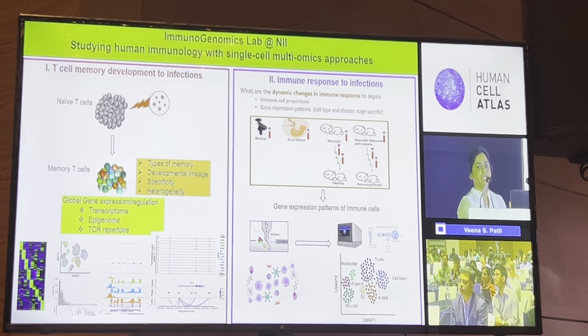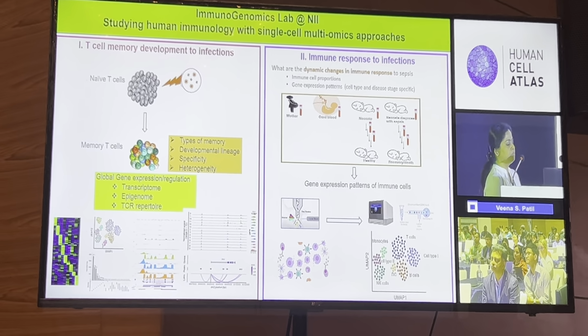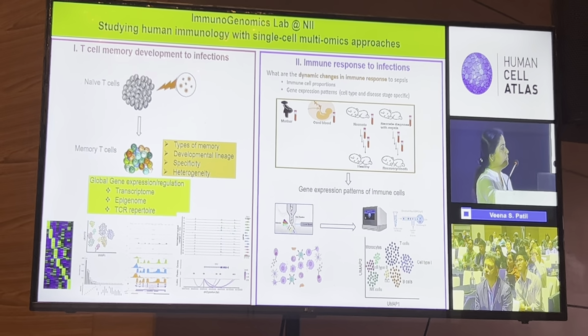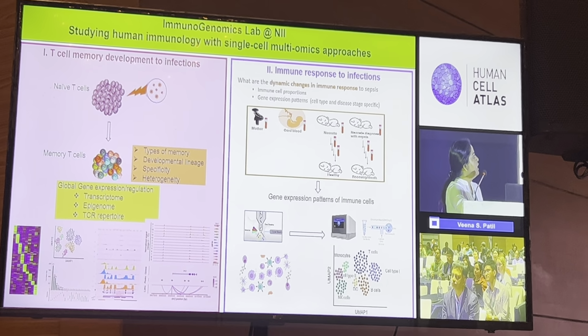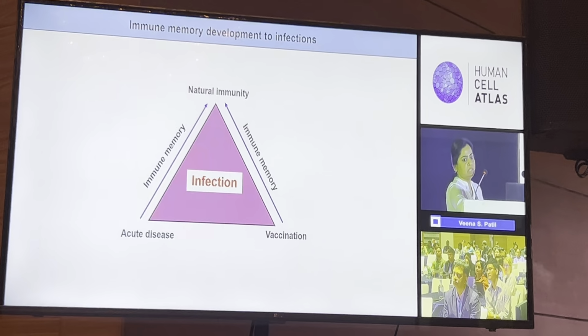Healthy age-matched neonates, and this is an ongoing project currently in the lab, so maybe we'll talk about it next time. So for today, I'm going to focus mostly on the T-cell memory part.